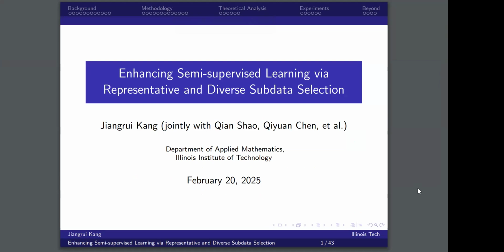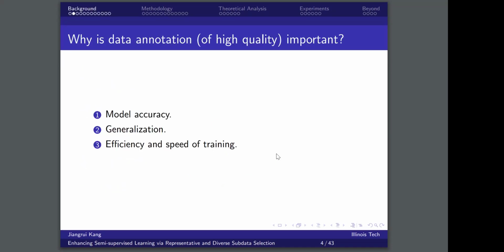So my topic today is enhancing semi-supervised learning via representative and diverse subdata selection. Here, subdata refers to a subset of data. So why is high-quality data annotation important? Recently, AI models like ChatGPT, Gemini, Claude, Grok, and DeepSeek are all competing with each other, and high-quality annotated data is one of the most important aspects for training those models. High-quality annotated data improves model accuracy, generalization, and efficiency, and the speed of training, especially fine-tuning.